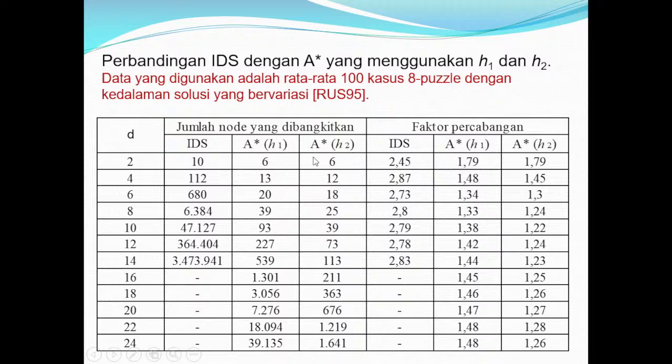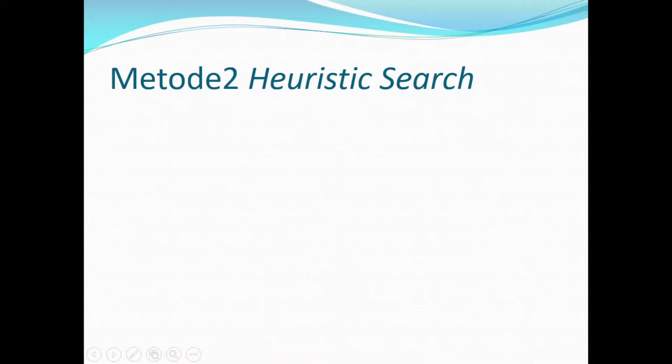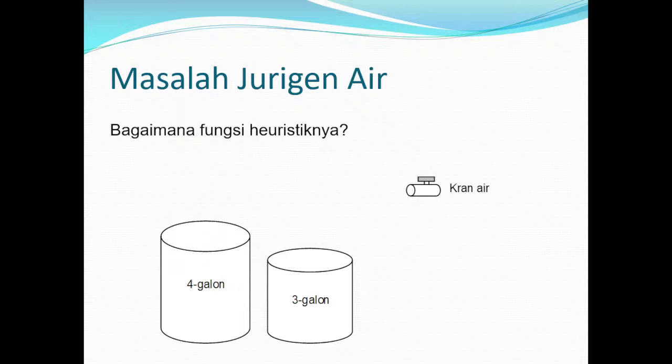Okay, these illustrations come from Russell's Artificial Intelligence: A Modern Approach book. You can read it later on. And then for our next problem, how about the water jug problem?